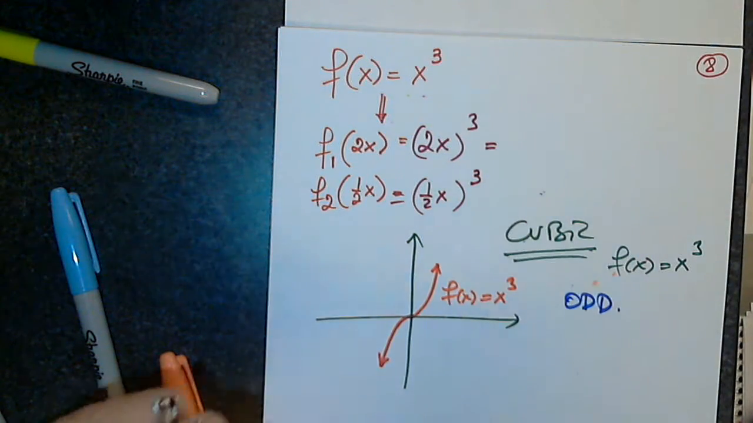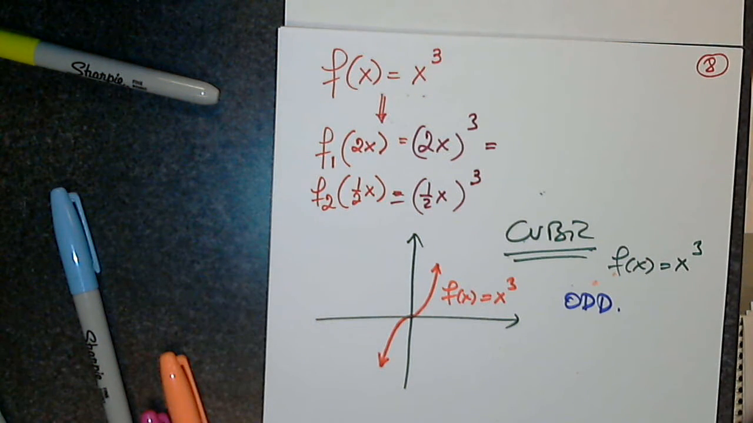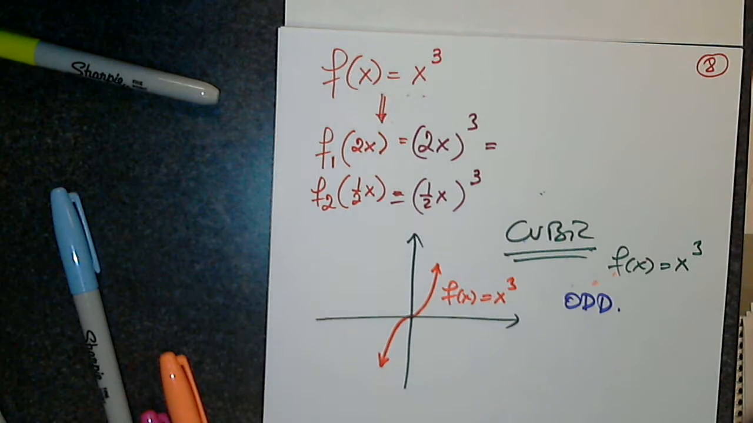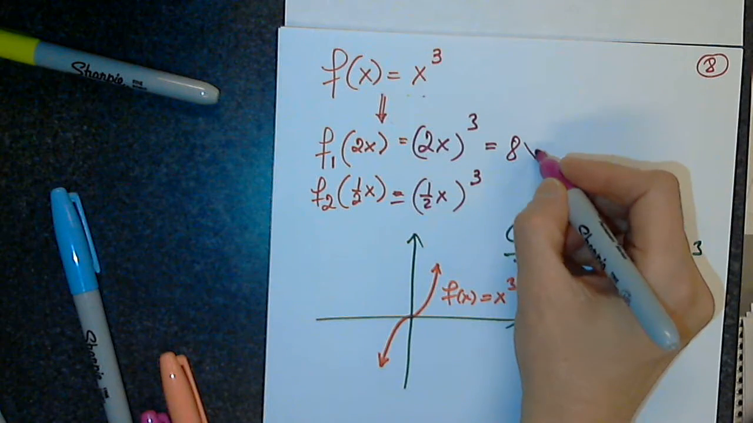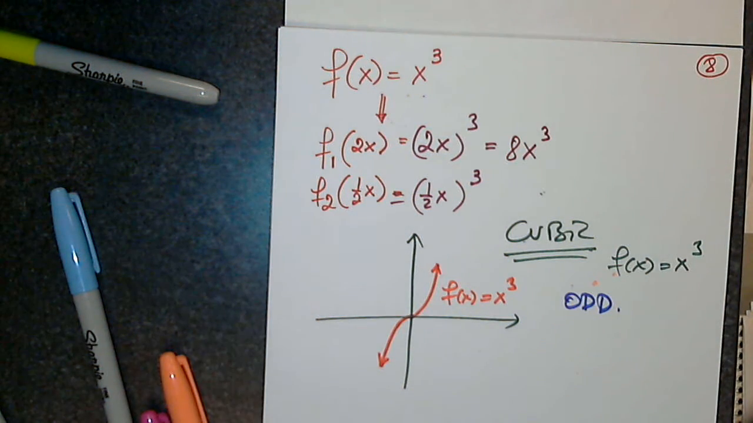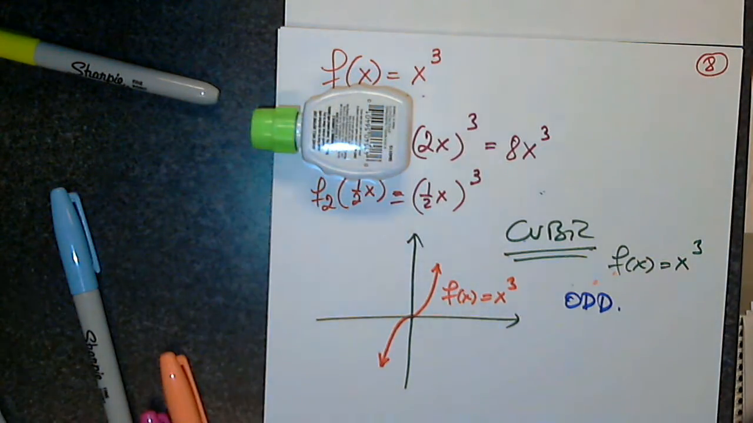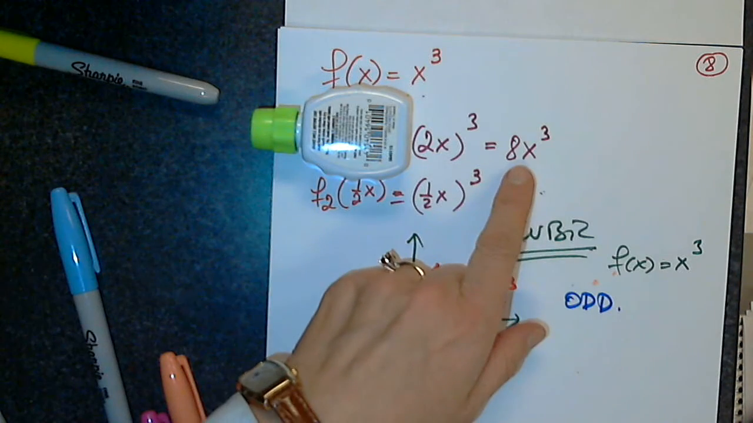Good. Awesome. So now please simplify the first one. When I raise a product to a power, I raise each and every factor to that power. So please simplify 2x to the third for me. Very good. So now, for a moment, bear with me. Forget where this came from. Okay? So I would like to graph 8x cubed.